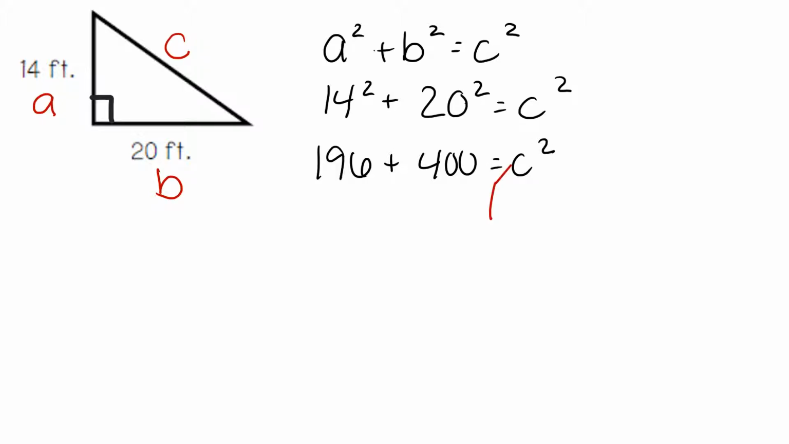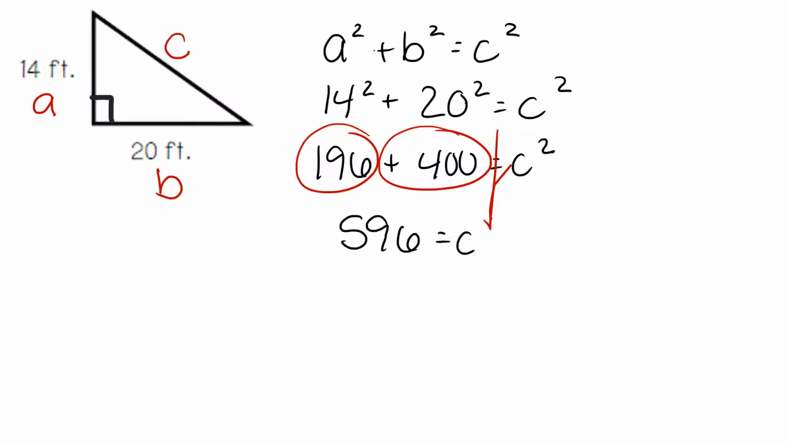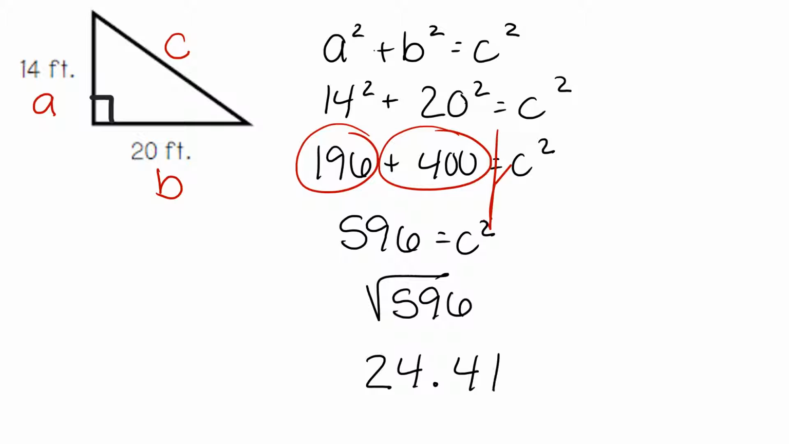Combining our like terms, we can add 196 plus 400 to get 596. Our last step is to take the square root. The square root of 596 is going to give us 24.41. Looking at the 1, it is less than 5, so we're going to round down, 24.4.